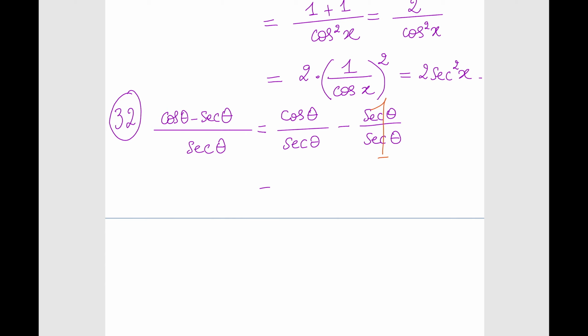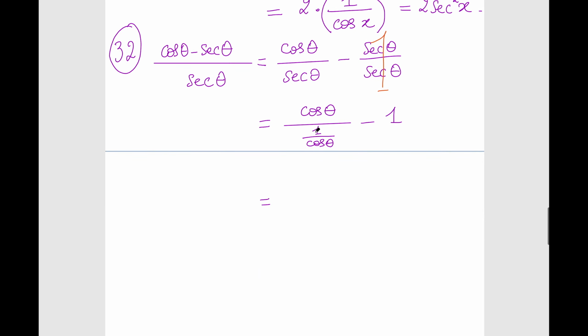So we get cosine of theta divided by 1 over cosine of theta. Remember, secant is 1 over cosine, minus this guy. How much is the value of this guy? Is it 1? This is how much? Well, cosine theta over 1 over cosine. We've done something similar above. Okay, anyway, so this is cosine theta divided by 1 over cosine theta, right?